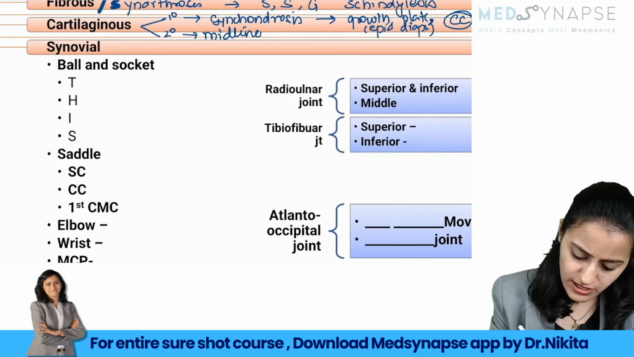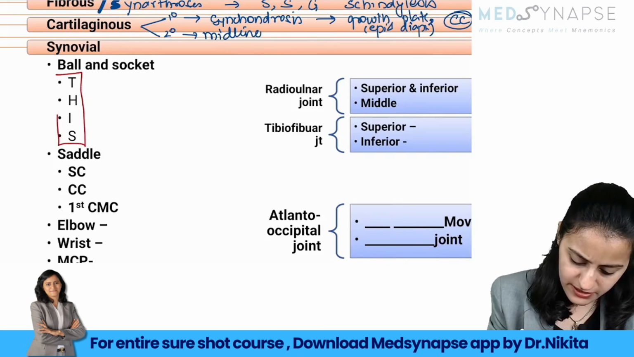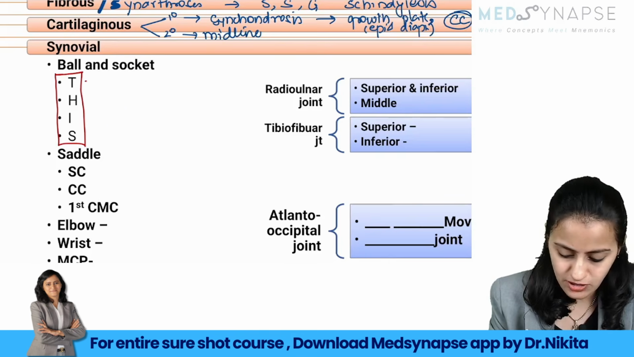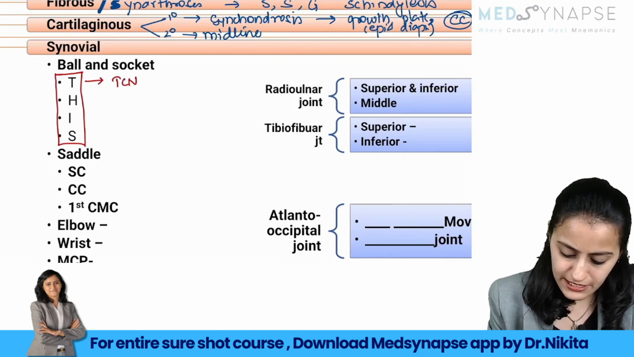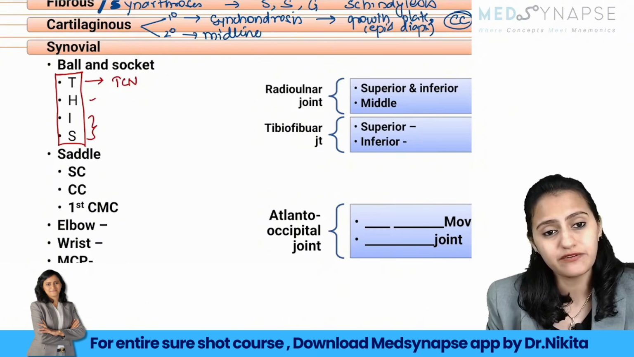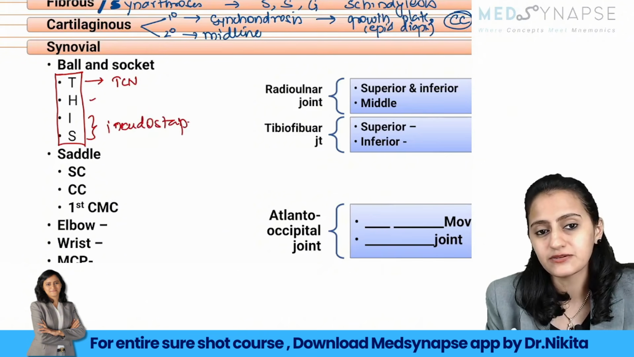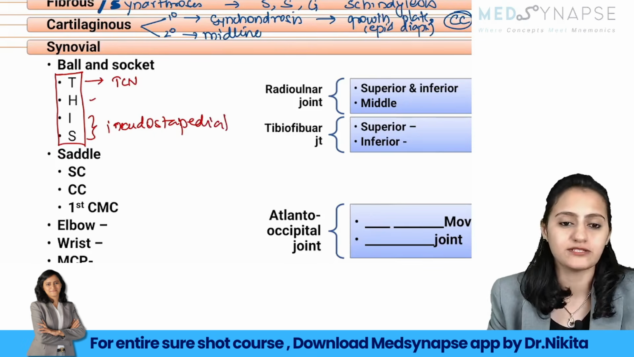For ball and socket joint, we saw the mnemonic. This is a ball and socket joint: the talocalcaneonavicular, hip, shoulder. We know the incudostapedial joint, this is ball and socket.